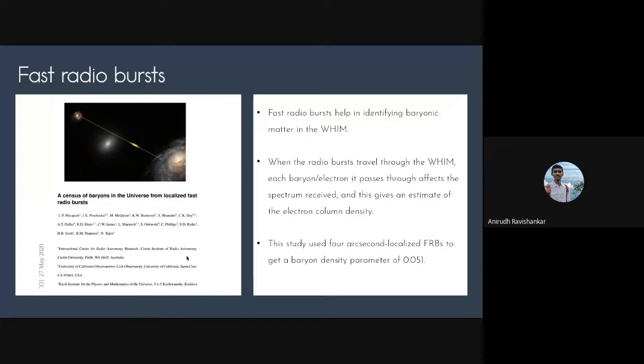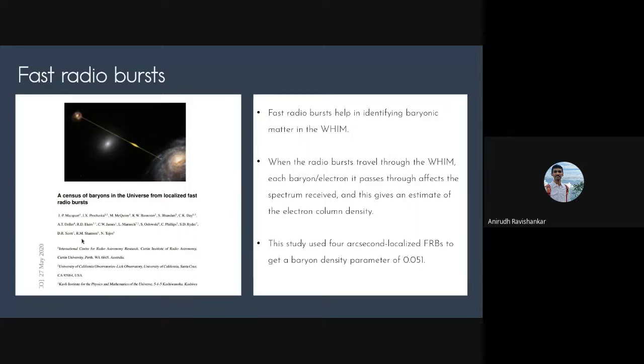So what are fast radio bursts? Let's say we have this distant source. We don't actually know what the source of the fast radio burst is, but what we do get is a very intense radio wave in a very short amount of time, and it passes through a lot of gas, which could be interstellar gas or could be the WHIM as well, and then it reaches us. So this very intense and very brief radio wave is called a fast radio burst.